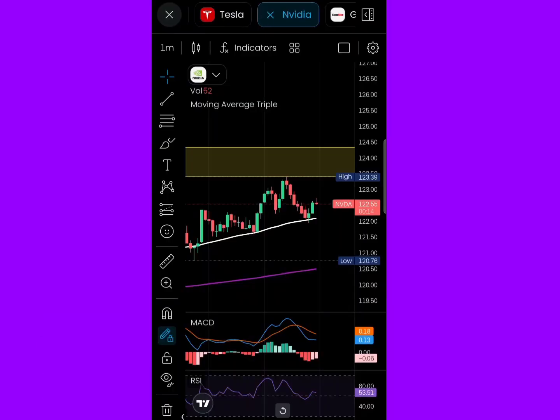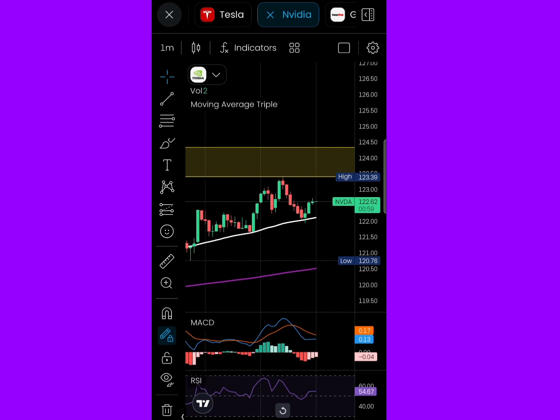So I've just placed a NVDA call option, waiting for price action to come back up to 123 or even as high as 124. As you can see, I use the MACD to enter and the RSI.